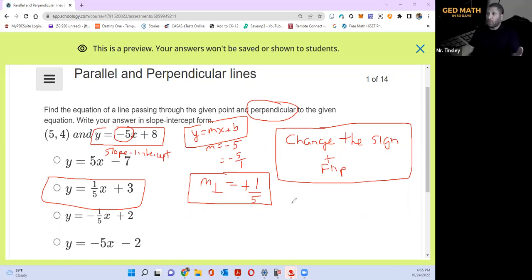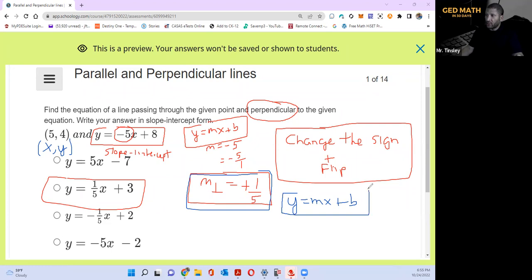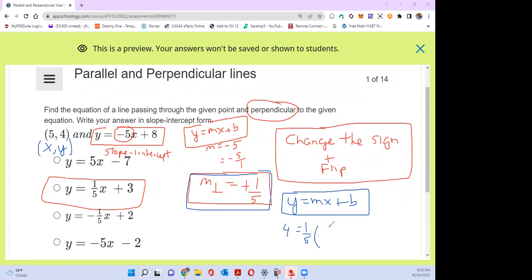Watch this. I'm going to change colors. Again, I'm going to start with my slope-intercept form. They gave me a point. That's my X and my Y. I know the slope of the perpendicular line. That's my M. So I'm going to substitute in this equation. What's my Y? 4. I got that from my point. Equals 1/5, that's my slope, times X. What's my X? 5.